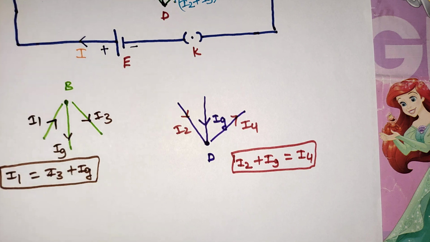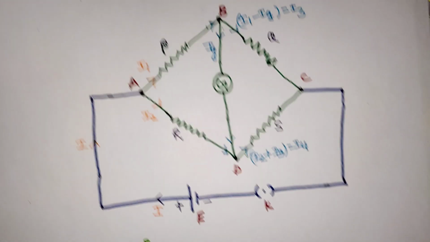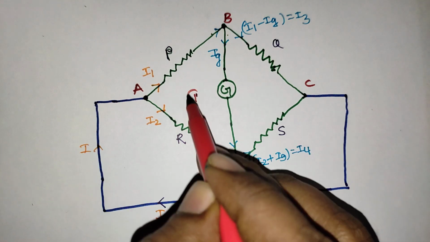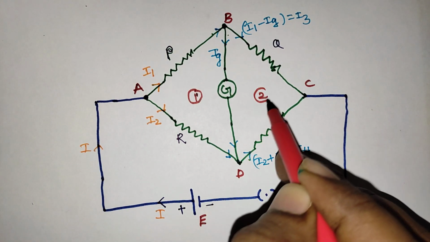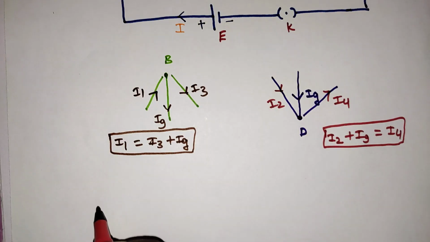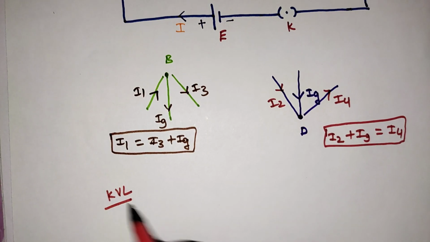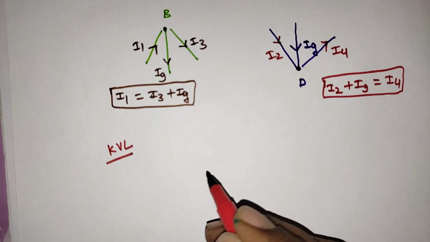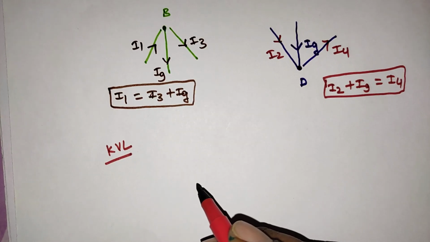Now I am going to apply the loop rule. We have 2 loops. This is loop 1 and this is loop 2. I'm going to apply KVL in the loops. Observe carefully, children. In my previous video I discussed how to take the sign conventions.